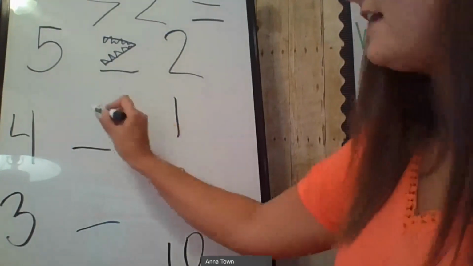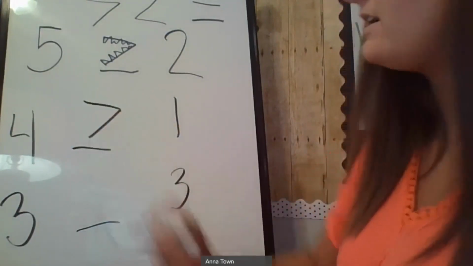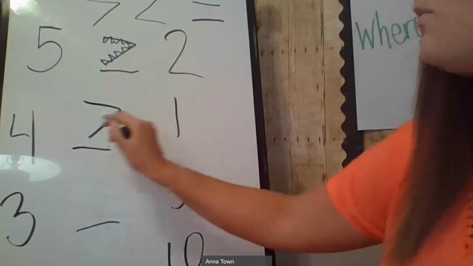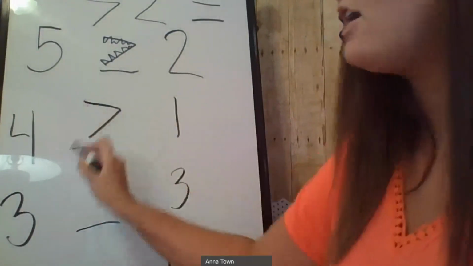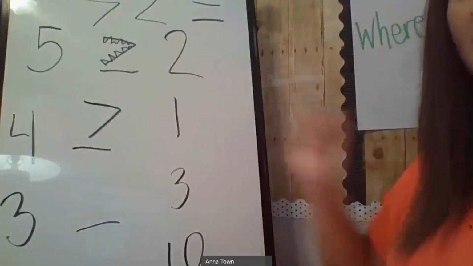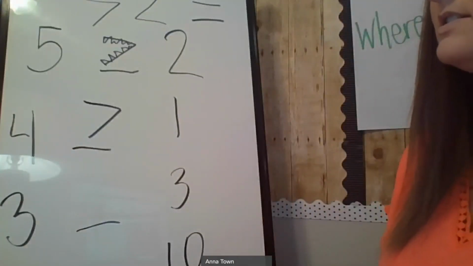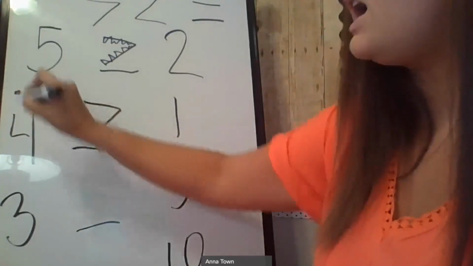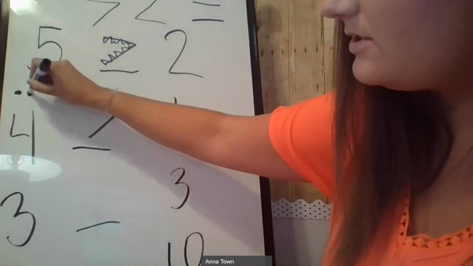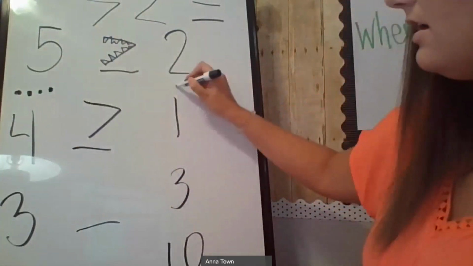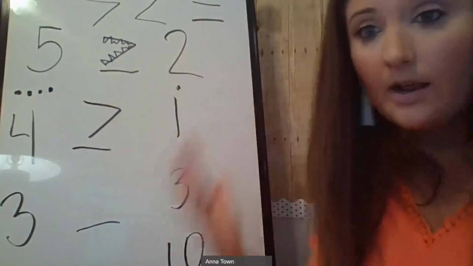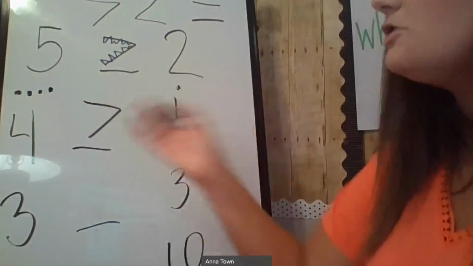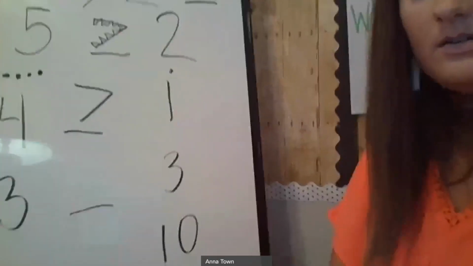Good job. You should have said 4 is greater than 1, meaning we want our sign pointing to the first number because our first number is bigger than our second number. Boys and girls, if you need to draw dots or counters, 1, 2, 3, 4, and a 1 above to see which one has more counters, the bigger amount, you can do that as well.